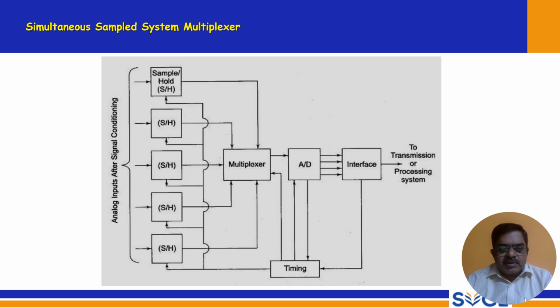So this is the simultaneous sample system multiplexer. You have analog inputs after signal conditioning, and you have different units here. Sample and hold circuits, a number of them depending on the number of inputs you are using, are all multiplexed here. Then you have the A to D converter, then timing, then the interface, and the digital output is to be transmitted here. So this is a simultaneous sample system multiplexer.